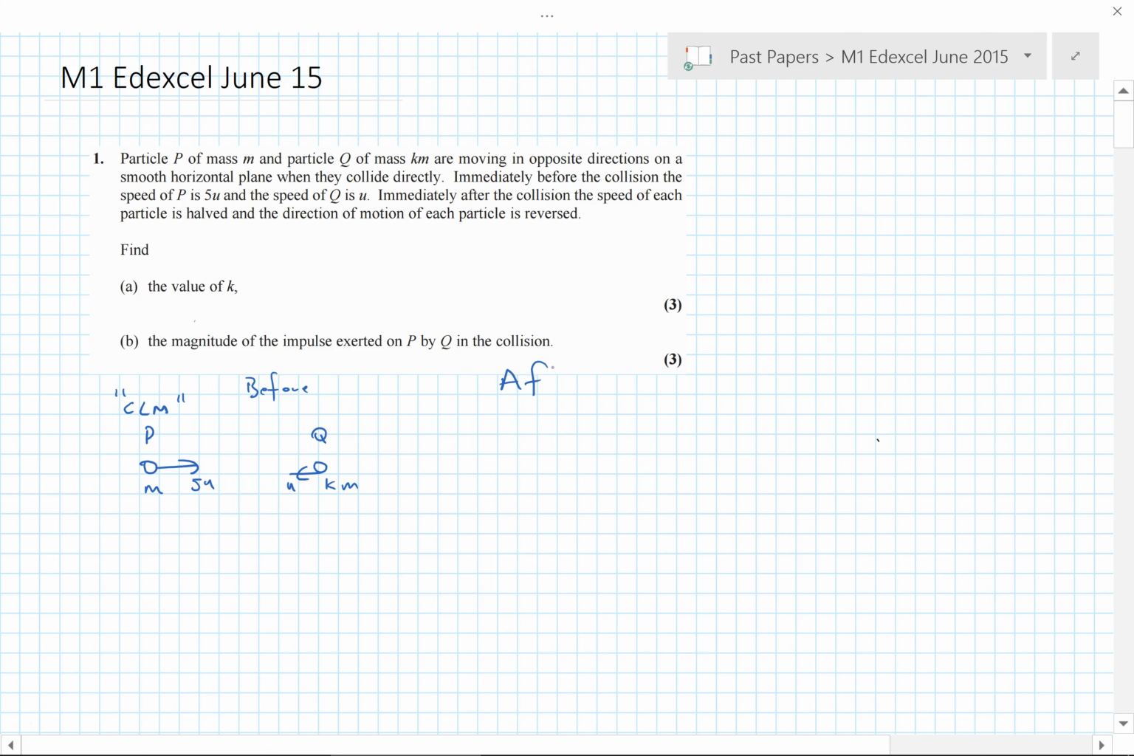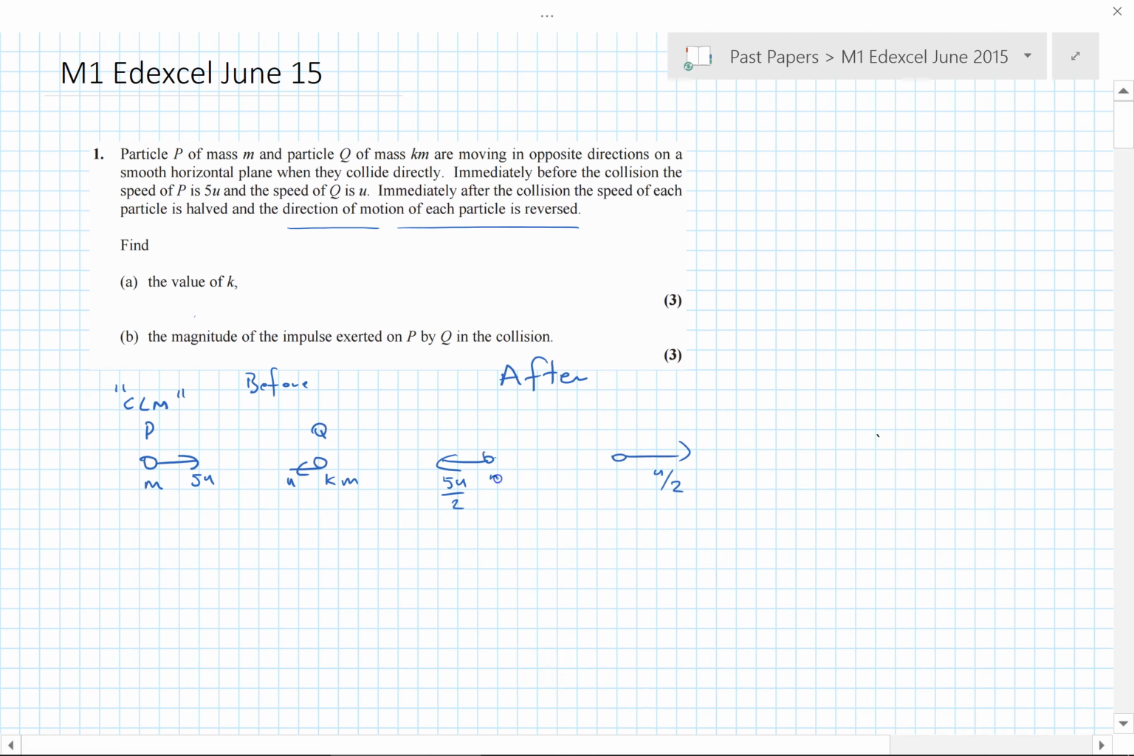So afterwards, we've got them going in the opposite direction, because it tells us that each particle is reversed, and that the speeds are half. So it's 5u over 2, and this is u over 2. Again, m and km. So we need momentum before. Let's take everywhere in this direction positive, of course.